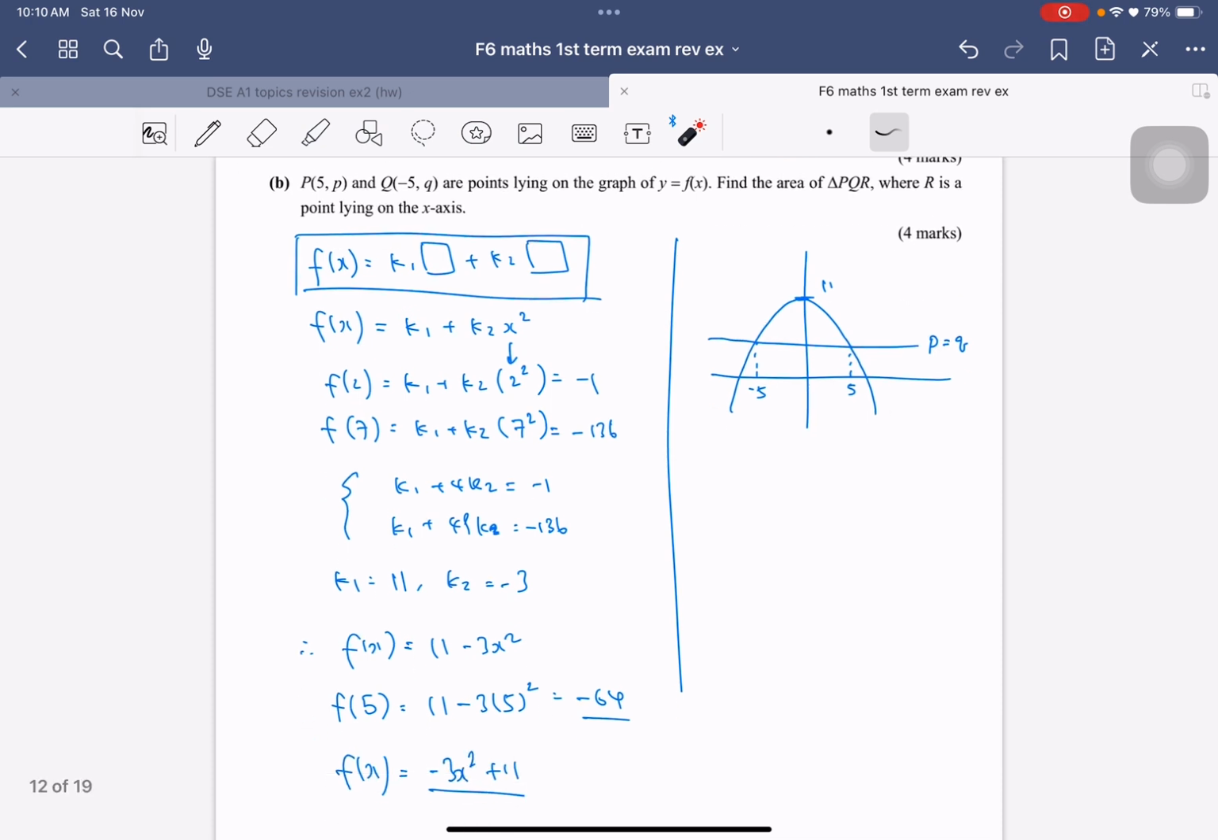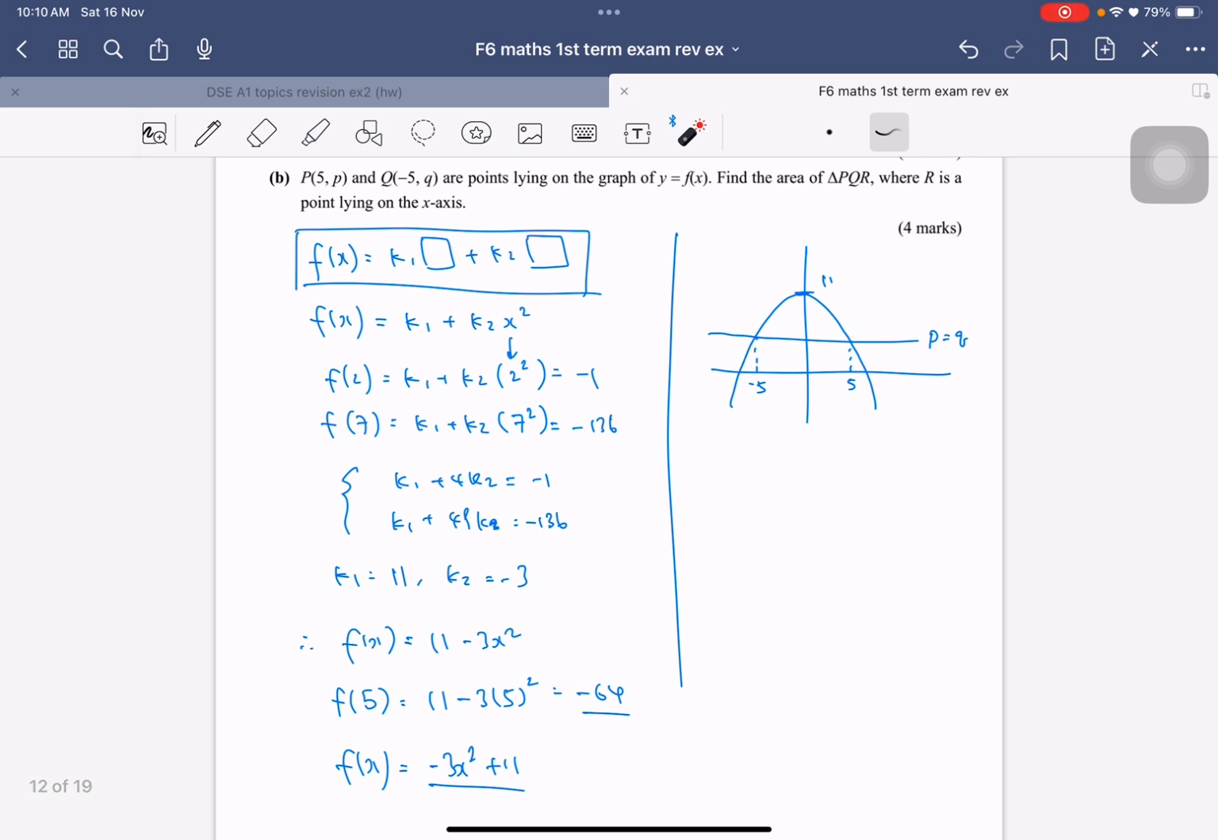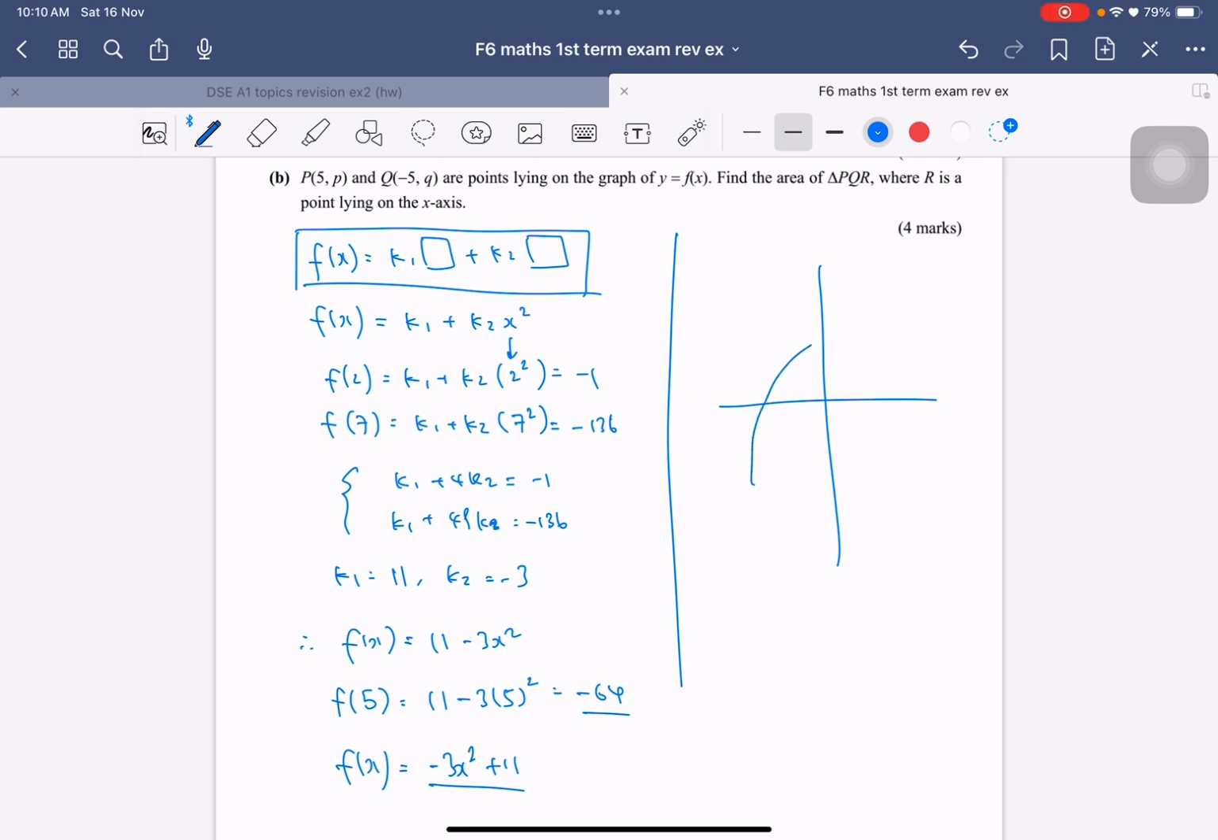So now we can try to find out the value here. For the y value, you just substitute 5 in, so it's equal to -64, which means our line shouldn't be on top of it. Instead, we should draw it again, this way. Because the y value is -64, it should be here. Okay, so this is our -64. And then the intersection points here are going to be P and Q respectively. This is the x-axis, this is the y-axis, and this point is 11.